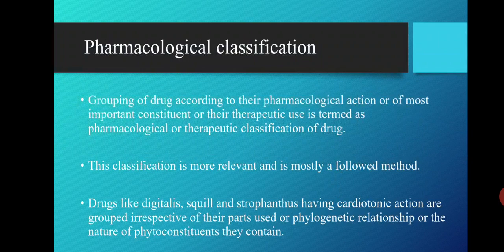For example, drugs like digitalis, squill and strophanthus having cardiotonic actions. ये squill भी अलग है, squill में fruit यूज़ होता है, digitalis में leaf यूज़ होती है, strophanthus में roots यूज़ होती हैं. तो morphologically different है, but we have placed them into cardiotonic drugs. That means which are used against cardiotonic, या जिसमें cardiac property को enhance करने की property होती है. So irrespective of the parts used और phylogenetic relationship, मतलब taxonomically वो नहीं है और morphologically वो नहीं है, but pharmacologically हमें पता है कि वो किस लिए important है.